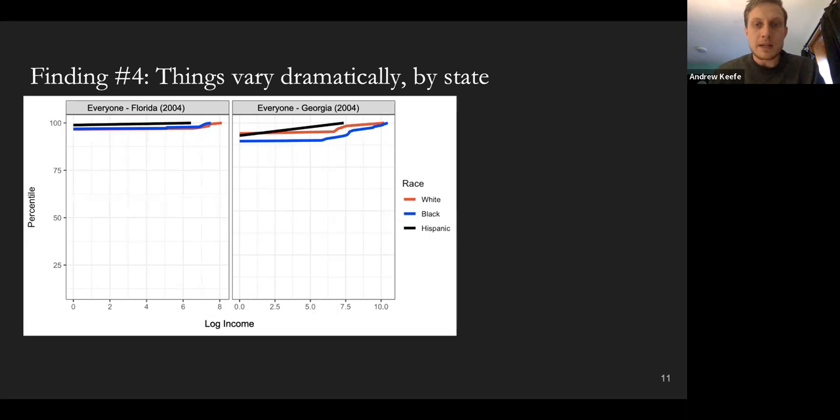And then you have states like Florida and Georgia, where basically everyone reports zero earnings. What this suggests, and this will be unsurprising to scholars of mass incarceration, is that there is no single system in America, but in fact a patchwork of 50 systems configuring the incarcerated workforce.